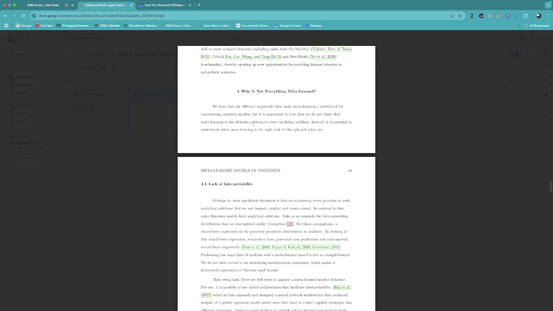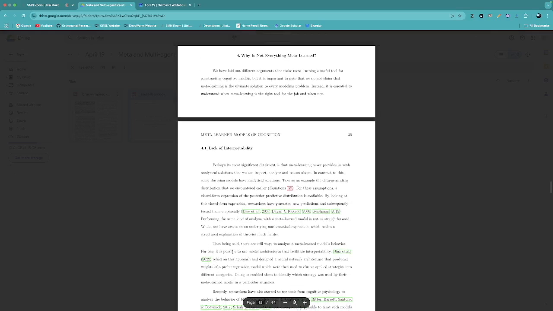So this is where we have this distinction between exact Bayesian models and meta learning. Take as an example the data generating distribution we encountered earlier. For these assumptions, a closed form expression of the posterior predictive distribution is available. By looking at this closed form expression, researchers have generated new predictions and subsequently tested them. Performing the same kind of analysis with a meta-learned model is not as straightforward. We do not have access to an underlying mathematical expression, which makes a structured exploration of theories much harder. So I guess one of the differences between meta-learning and the approximate Bayesian model is that you're basing the way the algorithm is implemented on structural similarity and not necessarily following a mathematical model directly.